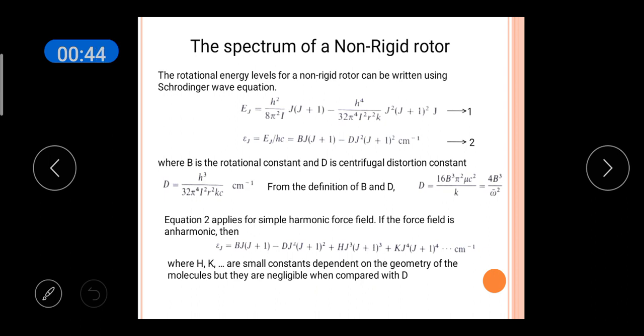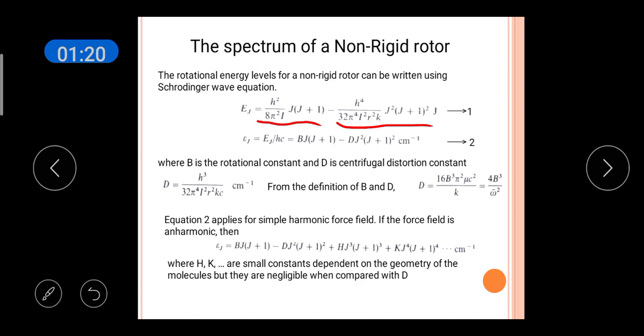Ej is equal to h square by 8 pi square I into J plus 1. This term corresponds to a rigid rotor, and due to the non-rigidity of the molecule, an additional term is included, which is minus h power 4 divided by 32 pi power 4 I square r square k into J plus 1 the whole square. Hence, we can write epsilon J as BJ into J plus 1 minus DJ square into J plus 1 the whole square.